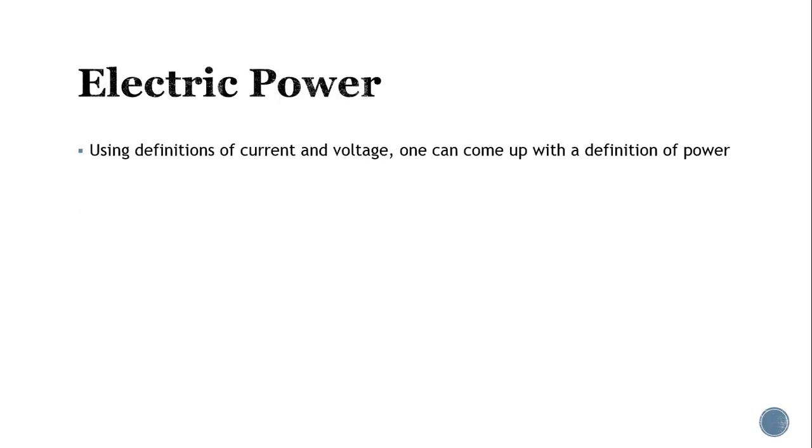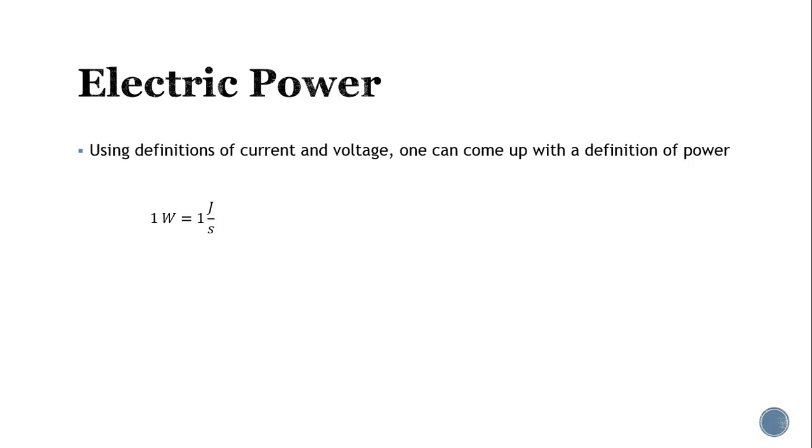The last relationship that we want to come up with is a relationship for electric power. Now we know that electricity carries energy. Obviously that energy can be converted to a variety of different forms after it gets used up. And so power, the rate at which energy is being consumed, is sometimes a useful way to talk about electrical devices. Now if you look at the definition of power, 1 watt is equal to 1 joule per second.